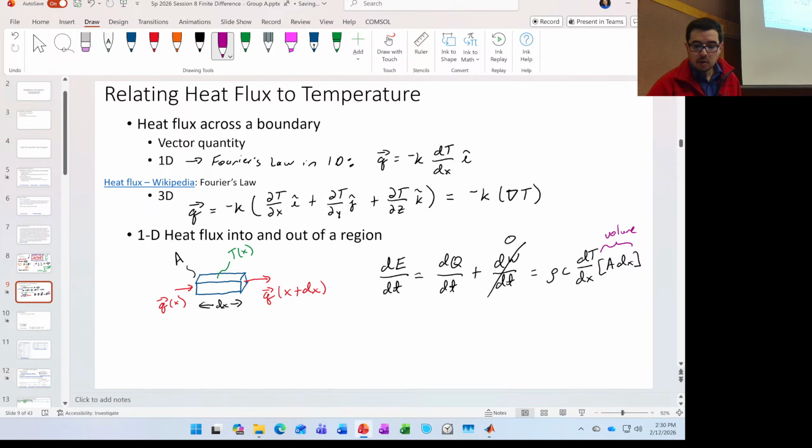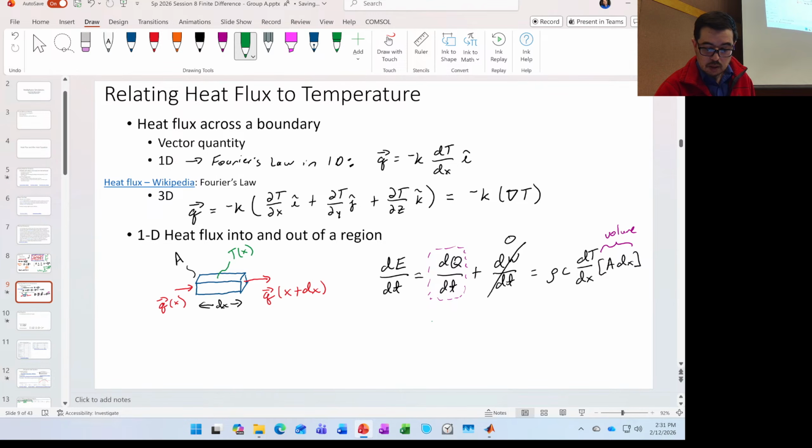And the volume times the density times the heat capacity is going to give us an opportunity to think about what the change in energy is with a change in temperature. The dq dt, this quantity right here, is essentially the heat flux, but times the cross-sectional area.